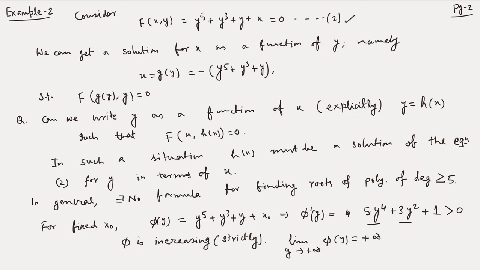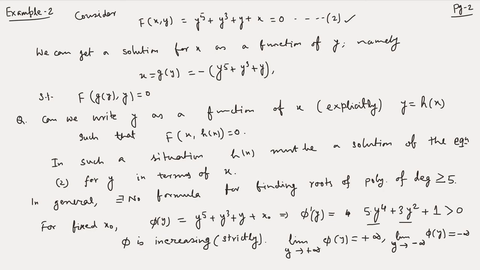And also note that the limit as y tends to plus infinity of phi of y is equal to plus infinity for every fixed real number x naught, and the limit as y tends to minus infinity of phi of y is equal to minus infinity.